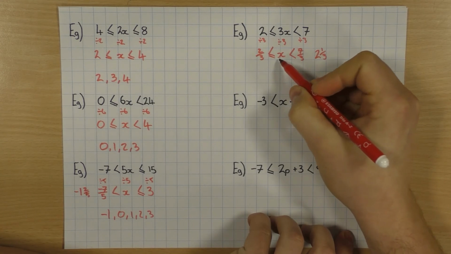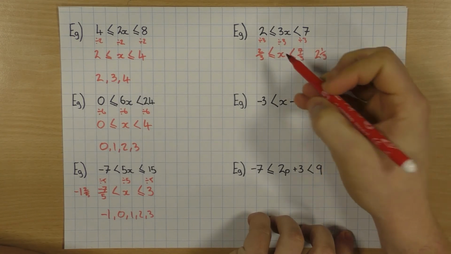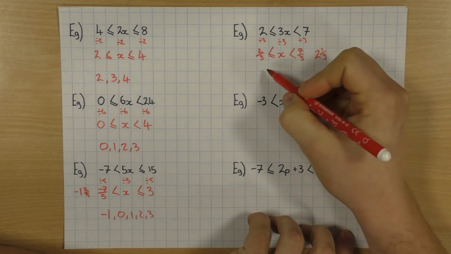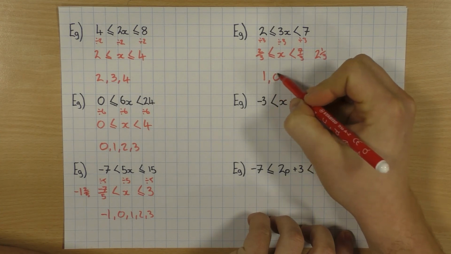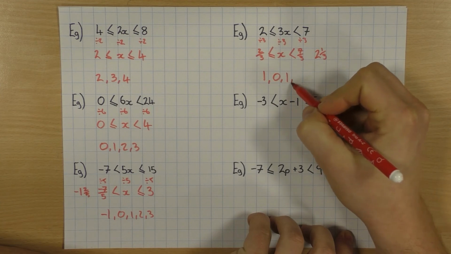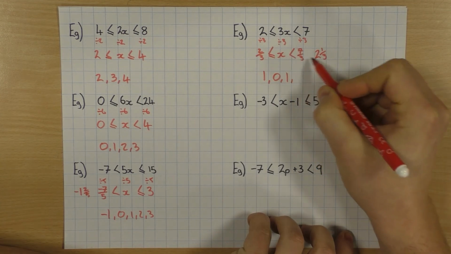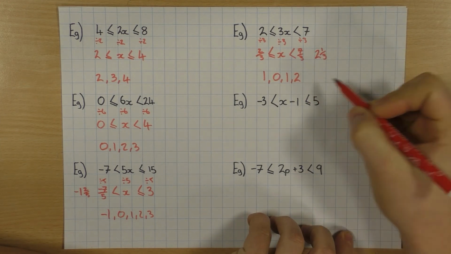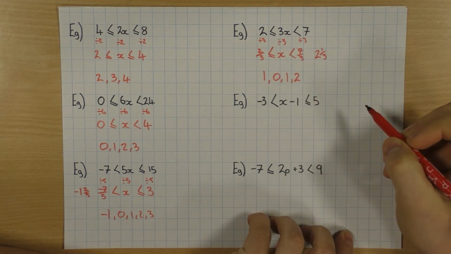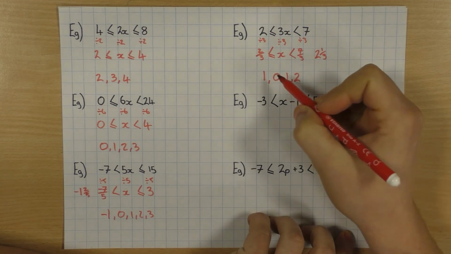So what are my integer values for x, or my whole number values? Well, what's bigger than 2/3? Well, 1. And this is less than 2 1/3, so I can actually have 2, because obviously 2 1/3 is bigger than 2. So there are my values that I could have there.